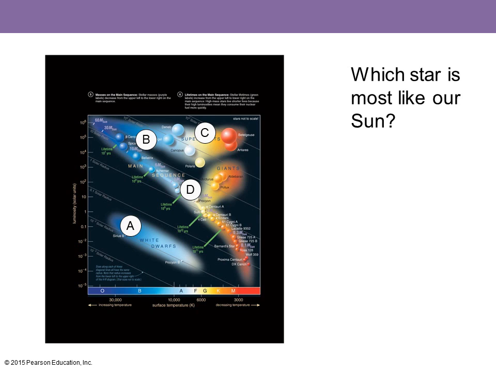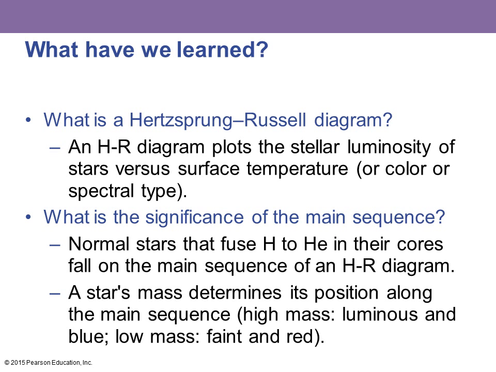So which star is most like our sun? Well, as you can see, there are different regions of the HR diagram we've already talked about. A would be an area for white dwarfs, B and D would be on the main sequence, and C would be a region for supergiants.